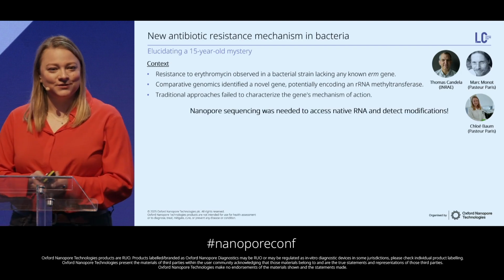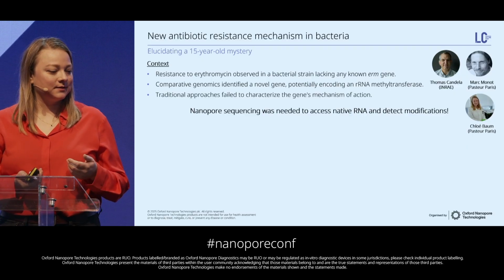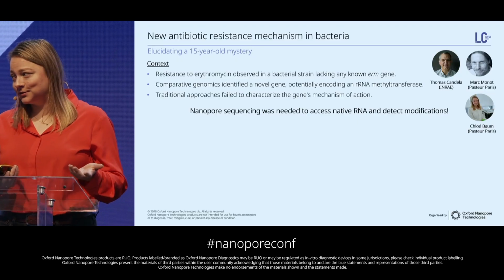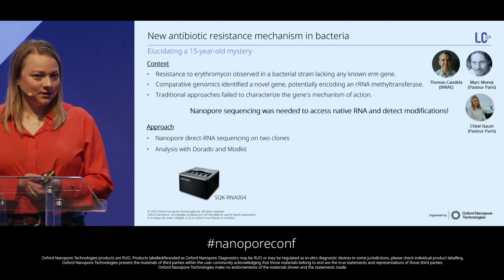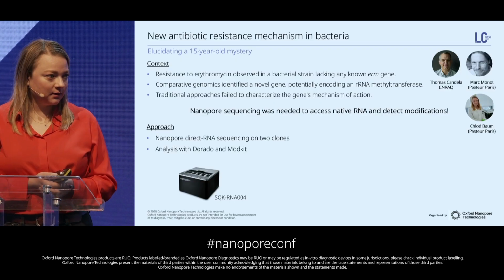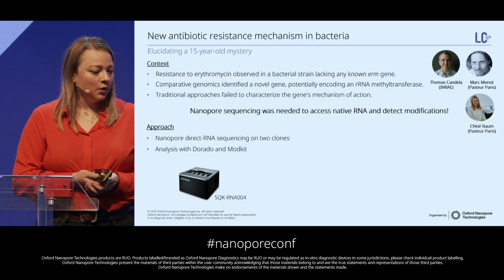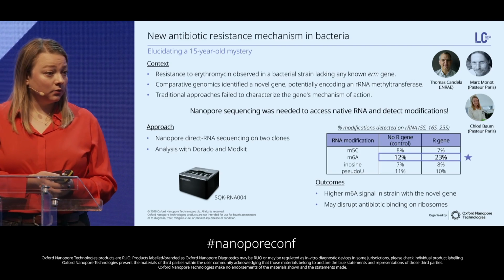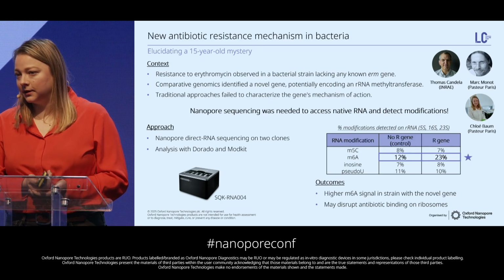So fast forward to today, now, with nanopore sequencing, we have the ability to sequence native RNA and detect modifications. So we decided to bring this project back to life. We cloned the resistant gene into E. coli, and we used nanopore direct RNA sequencing on two strains, one with the gene and one without the gene. We then used Dorado and Modkit to do the analysis, and we looked at the percentage of modifications we could detect on the ribosomal RNA.